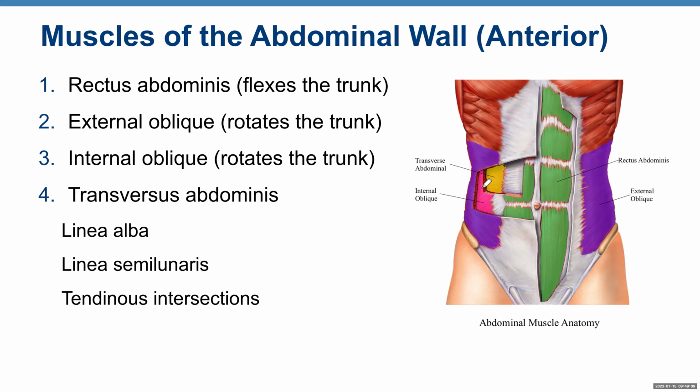You also have some features that you need to know. Right in the middle, there is the linea alba. To the lateral sides, here and here, we have the linea semilunaris, and between those, transverse lines called tendinous intersections. And because your rectus abdominis is divided by these tendinous intersections, when you exercise this muscle and it gets bigger, you see what we call six packs.